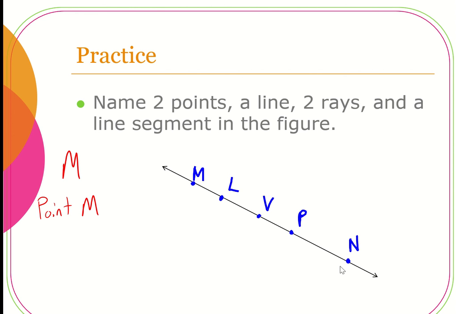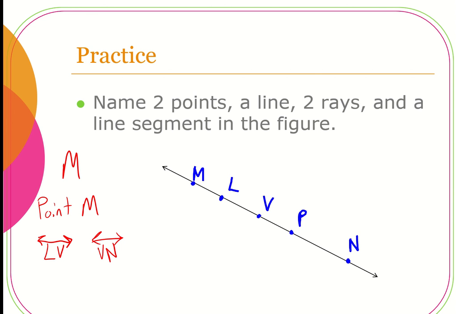How about a line? There's a number of lines here. You might have said line MN. You might have said line MP. You might have said line VP. You might have said line LN. Any 2 of these letters, and that is the name of that line. Now, take a look at this. LV. Line LV. Is that the same line as line VN?